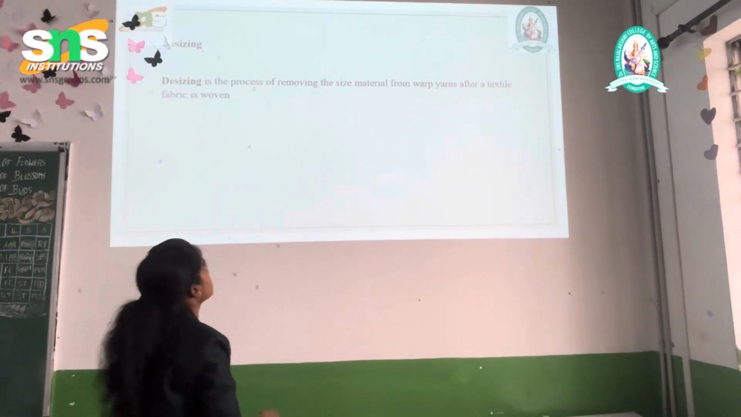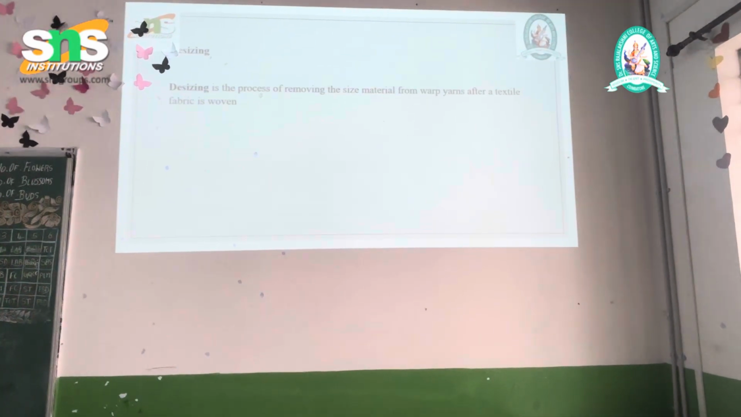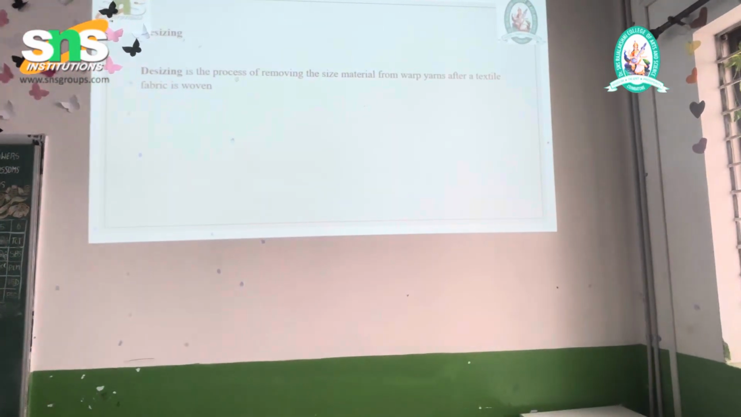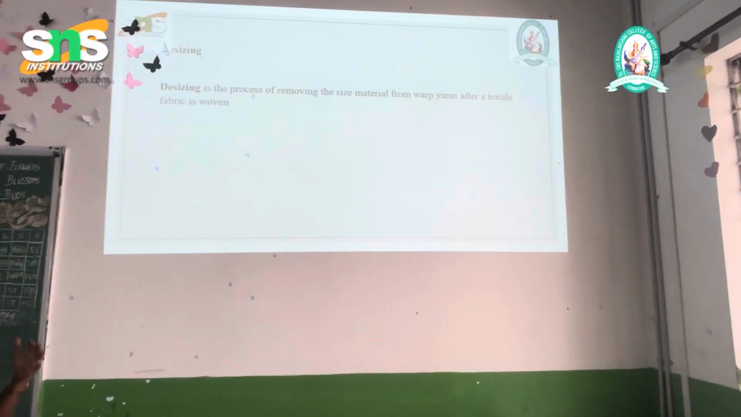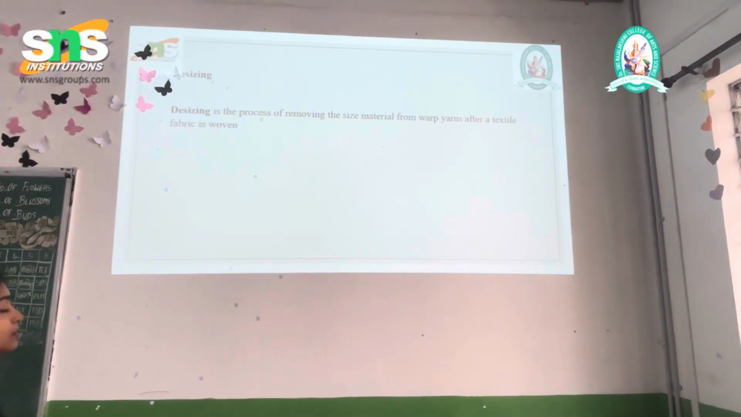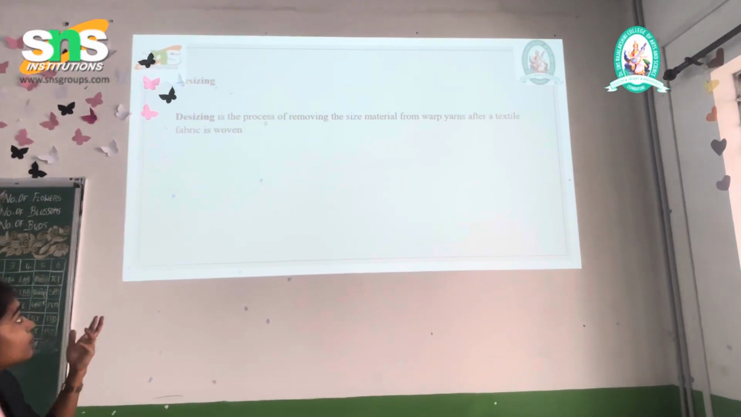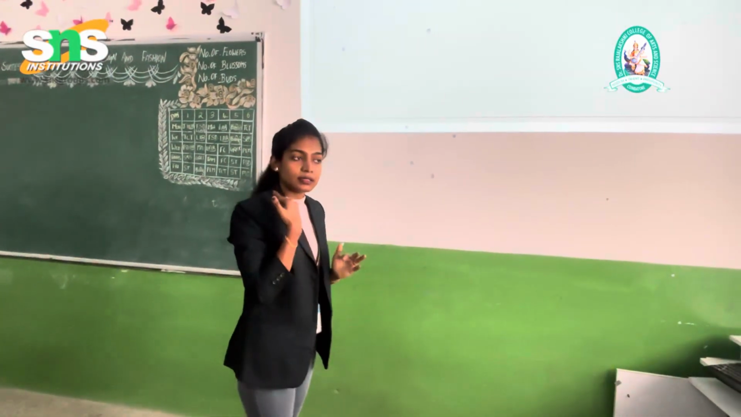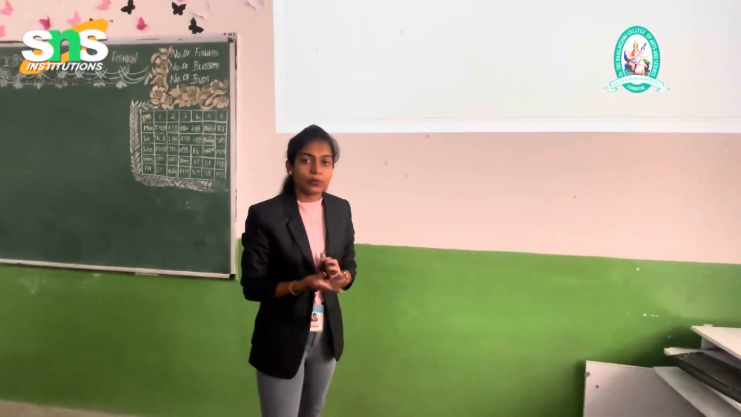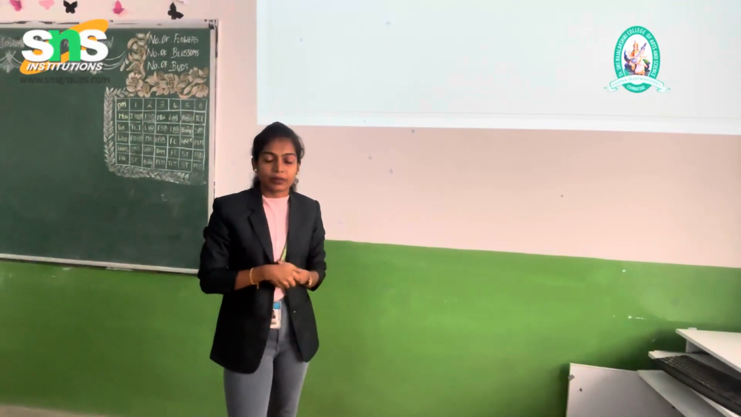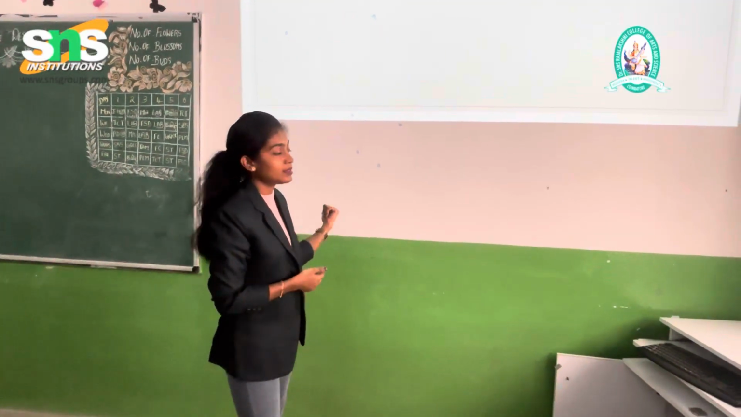So in desizing, the main purpose is to remove the starch content which is present on the fabric, or which is applied to warp yarns during weaving to protect them. So we have to remove the sizing agent which is present on the fabric or warp yarns. The process is that desizing is done using enzymes, and its effect is it enhances absorbency of the fabric. It prepares for effective scouring and dyeing.